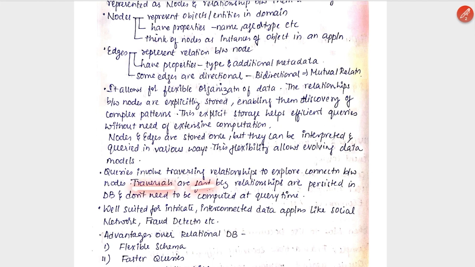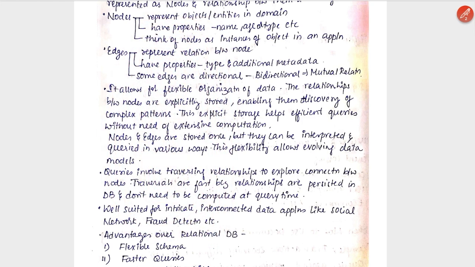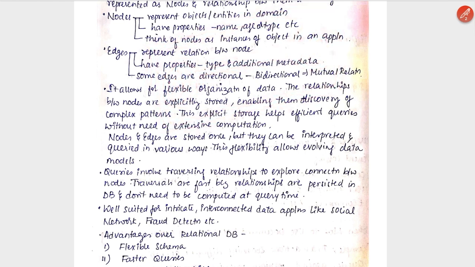Traversals are fast here because relationships are persisted in the database and don't need to be computed at every query time. The relationships are established here, and even if the power goes off, the relationship would still be there. It won't go away. Thereby persisted relationships are established. That way, if I have to find the relation between A and B, I need not look into it in detail or compute it from scratch, because relationships are already established, so I can easily query them.